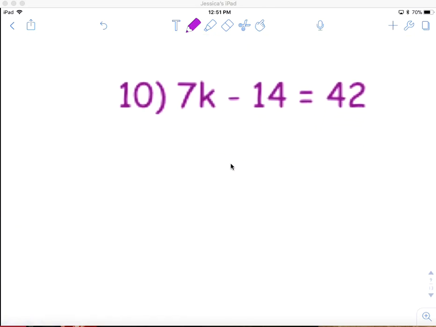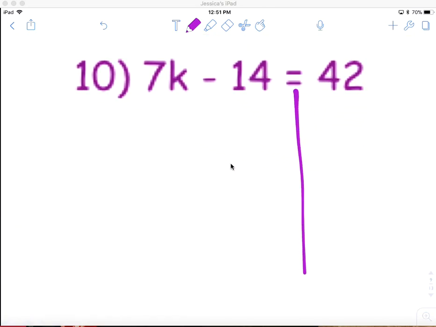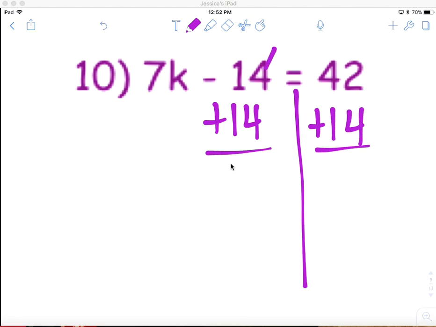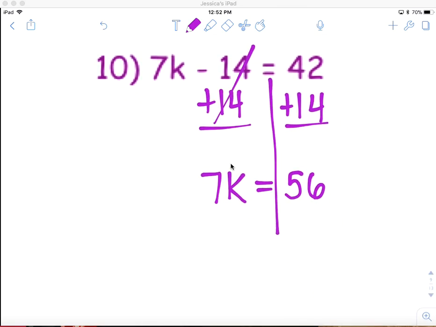On number 10, your first step is to move over the 14. The opposite of subtracting 14 is to add 14 to both sides. When you do that, 7k is equal to 56. Now we need to get rid of the 7. The opposite of multiplying by 7 is to divide by 7. So k equals 8.